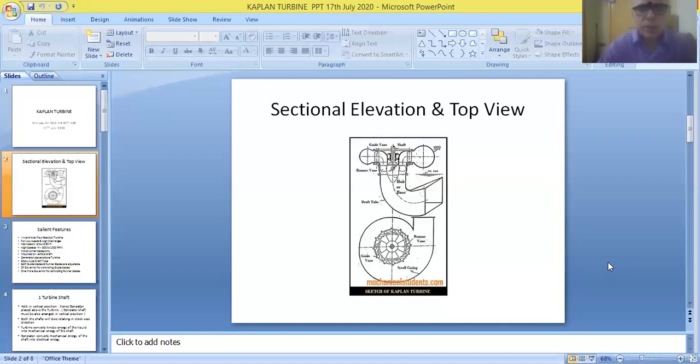So friends, this is the arrangement of the KAPLAN turbine. Now, this shaft will be continuously rotating in clockwise direction as long as the machine is under operating conditions. And secondly, a rotating disc is mounted.